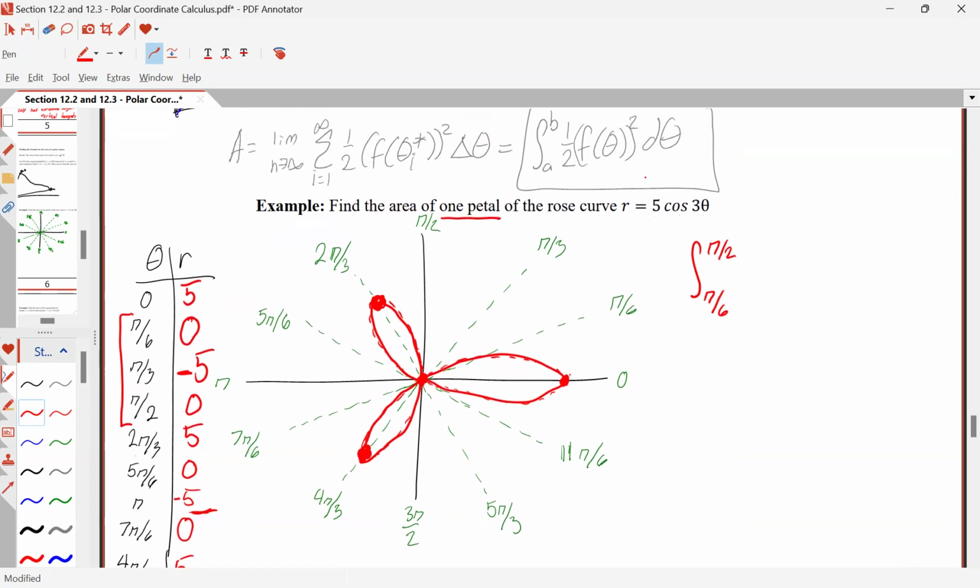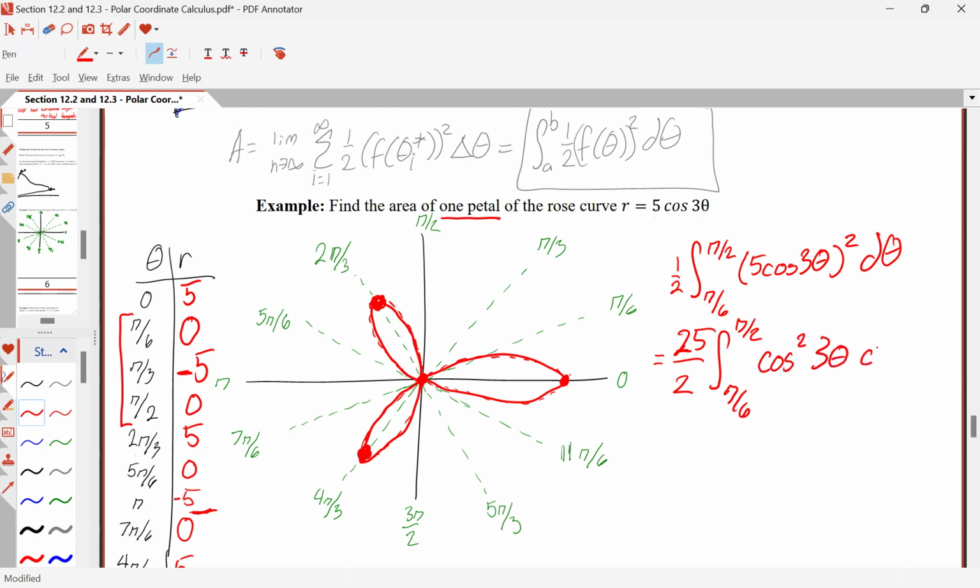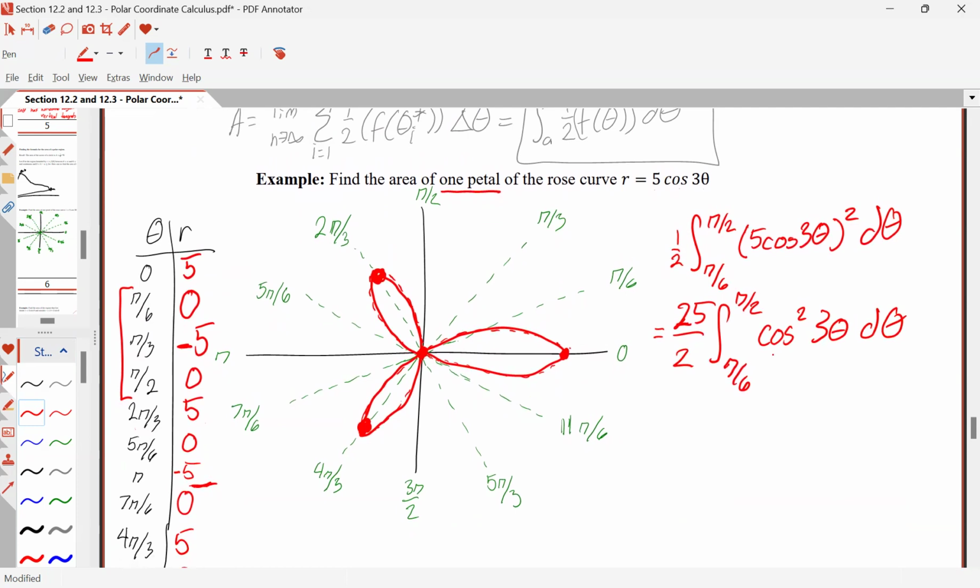Now we can use this formula. Our function is 5 cosine 3 theta. So we have 1/2 integral of 5 cosine 3 theta squared d theta. 5 squared is 25. And that's a constant, so it will come out. Cosine squared of 3 theta. And using the power reducing formula on cosine squared, that is 1/2, so 25 over 2 times 1/2 is 25 over 4.